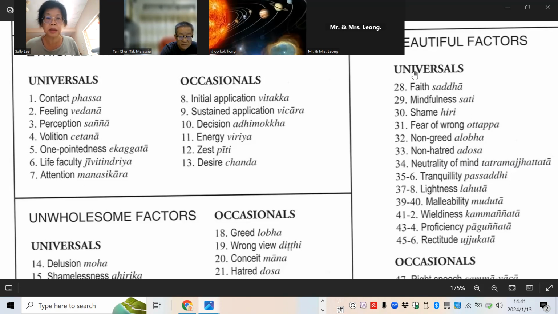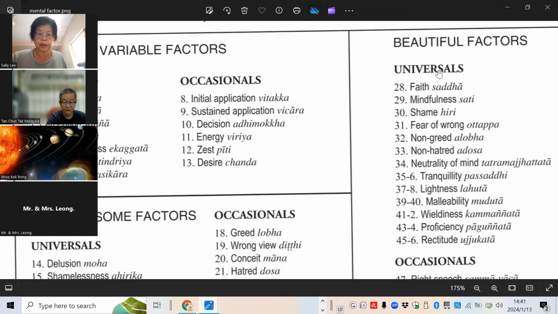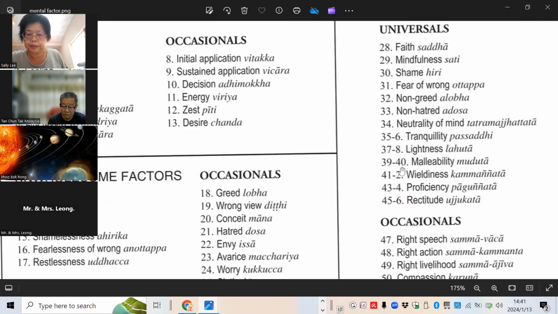Mental factor, this universal beautiful factor. How many in total here? Universal here. 1, 2, 3, 4, 5, 6, 7, 8, 9, 10, 11, 12, 13. 13. Okay, class, basically here there will be some shortcut. You see, 13, 35, 36, 37, 38. You should count this way, Sally. So how many in total actually?